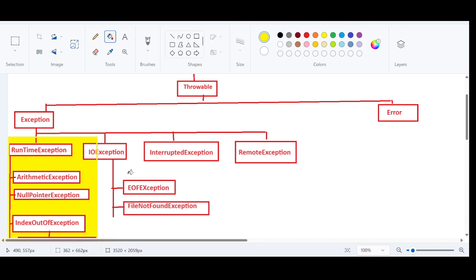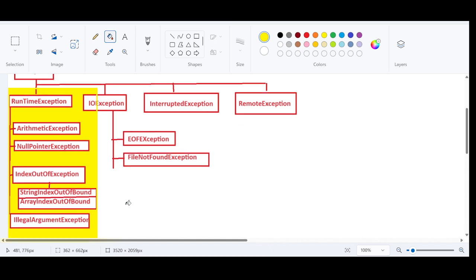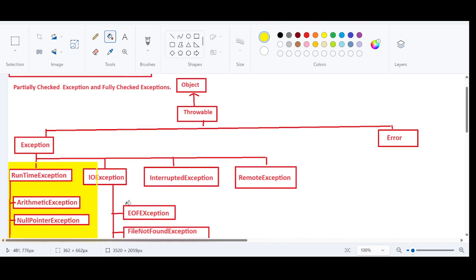Right? Remaining exceptions, we have what? We have IO exception, interrupted exception, remote exception, and under IO we have these many exceptions. And apart from this, there are so many exceptions that I have not categorized here. But still, if you talk about unchecked exceptions, only runtime exceptions are unchecked. Apart from runtime, all the exceptions are checked exceptions. Right? This is simple.